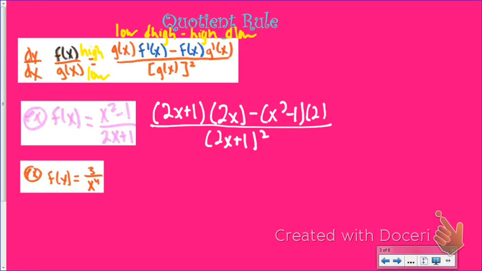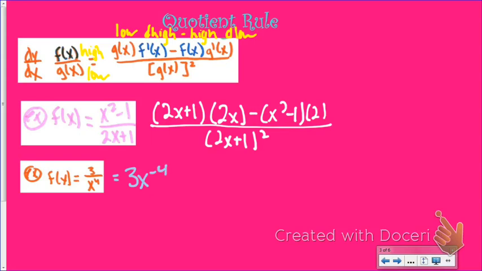Now one thing to be careful about, just because you know the quotient rule, you don't always have to use it. There are a lot of cases where it's going to be easier not to use the quotient rule, like this next example, 3 over x to the fourth. Instead, I could use the quotient rule and I would get the right answer, but it's going to be a lot easier if I realize this is the same thing as 3x to the negative fourth.